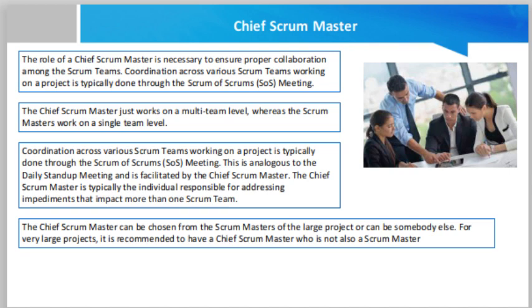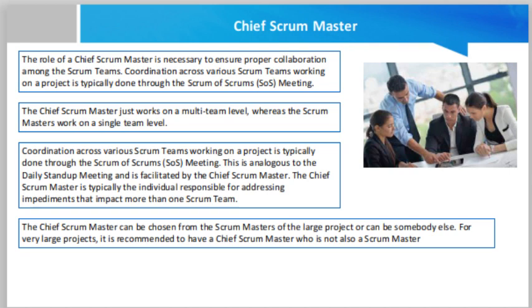Large projects require multiple Scrum teams to work in parallel. Information gathered from one team may need to be appropriately communicated to other teams. The Chief Scrum Master is responsible for this activity. Coordination across various Scrum teams working on a project is typically done through the Scrum of Scrums meetings. Then typically any inter-team issues are addressed by the interested parties in a session immediately following the Scrum of Scrums meeting. The Chief Scrum Master facilitates this session.